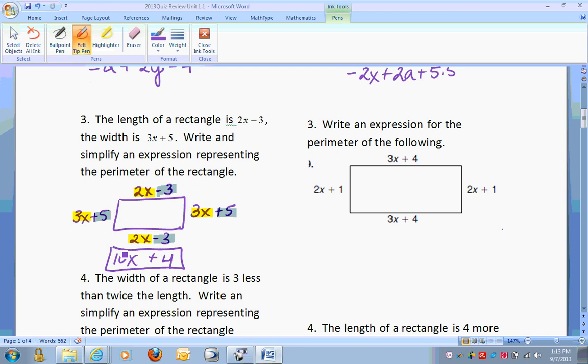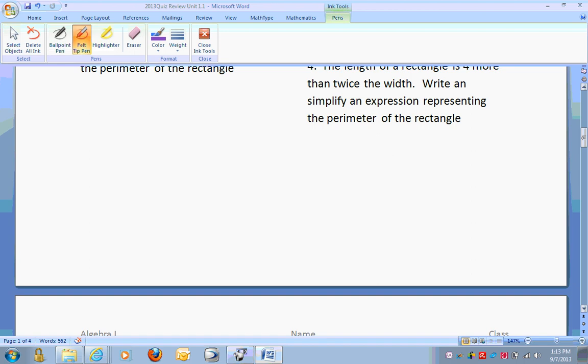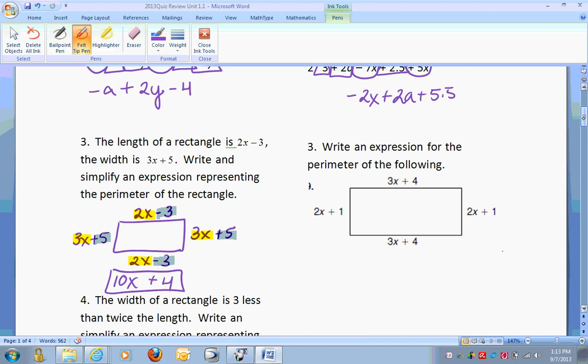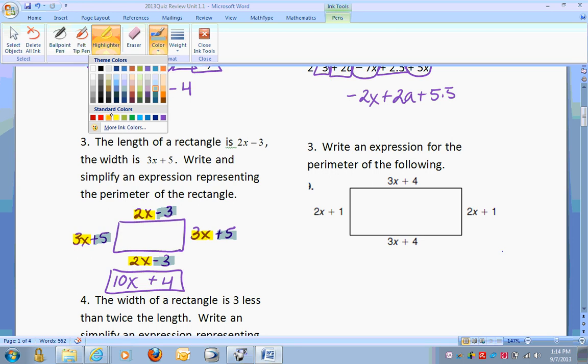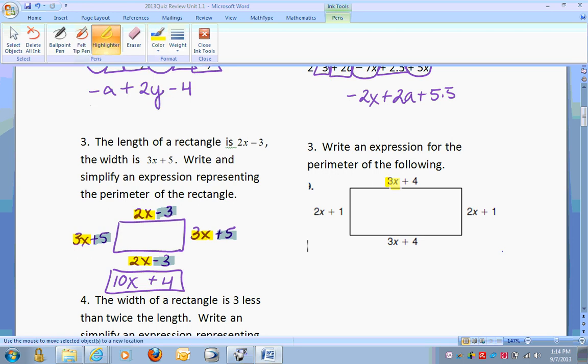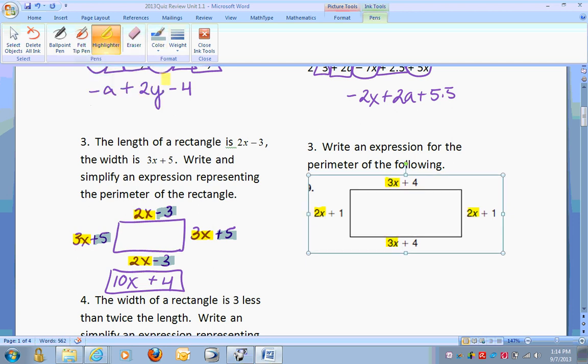Okay, moving on to number 3 from the target practice. Once again, I'm going to just add up all my sides. So I'm going to combine my like terms. I'm going to highlight all my x's. 3x, 3x, 2x, and 2x. Okay? So now I can highlight all my constant terms in a different color.